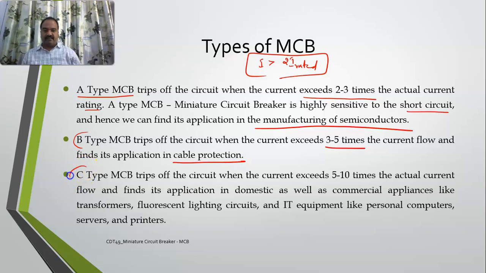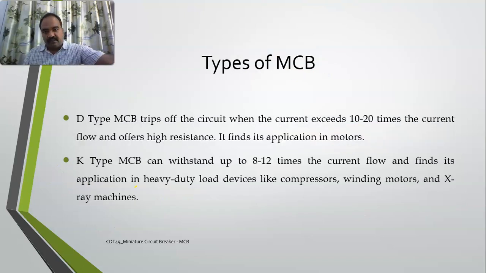And it is used in cable protection. The next level is C, which can withstand up to 5 to 10 times. It is used in electrical appliances, particularly transformers, fluorescent lighting circuits, personal computers, printers, etc. So for all these things, you will be using C-type MCB. And the D-type MCB is used when your current exceeds 10 times the rated current.